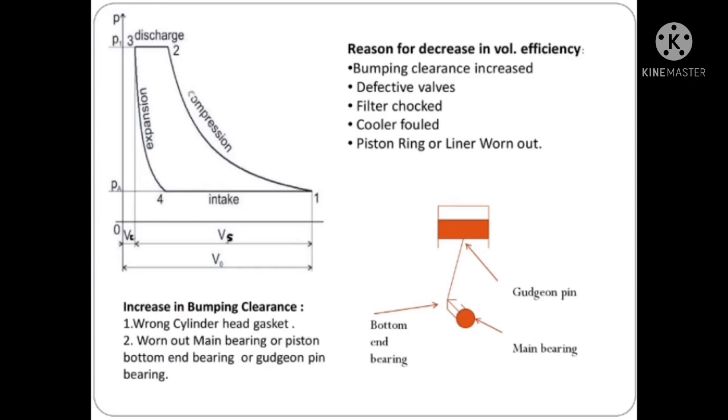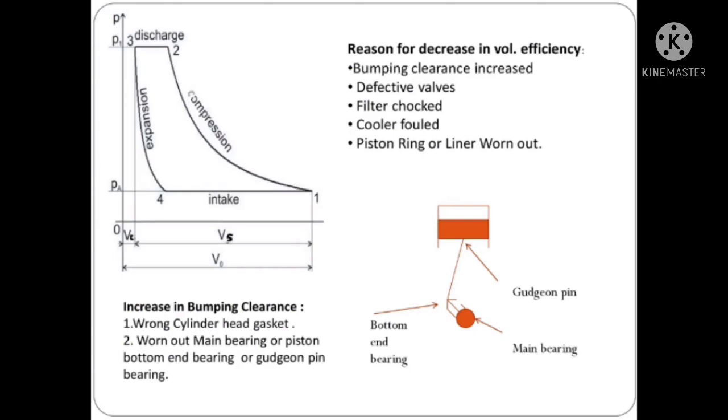If the bumping clearance is increased, more compressed air will be trapped in these clearances. So when the piston moves from TDC to BDC, this air will try to expand and won't create a pressure drop faster inside the cylinder. Therefore, fresh air will come late inside the cylinder, so less air will be sucked in, thereby reducing its volumetric efficiency.